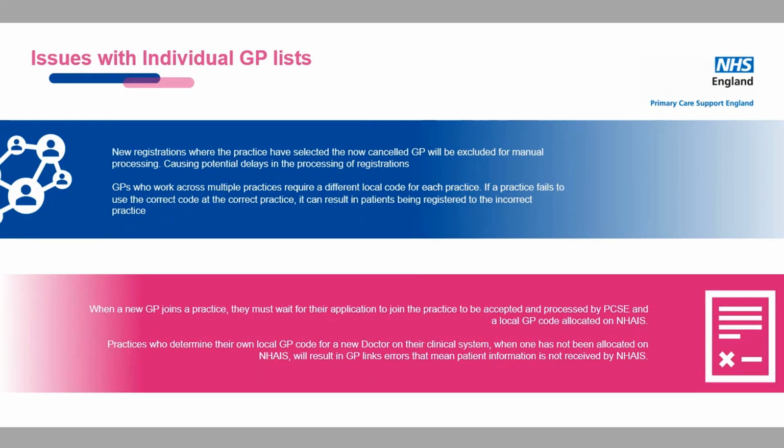So when a new GP joins a practice, they must wait for their application to join the practice to be accepted and processed by PCSE and a local GP code allocated on NHS. Practices who determine their own local GP code for a new doctor on their clinical system, when one has not been allocated on NHS, will result in GP links errors that means patient information is not received by NHS.